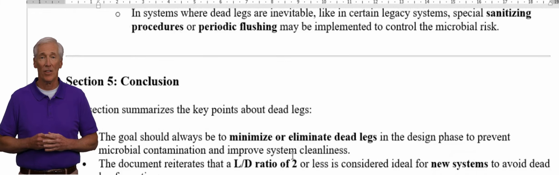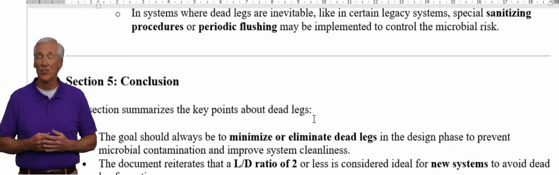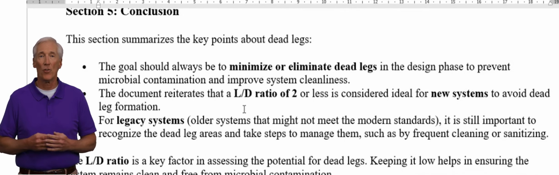Section 5. Conclusion. This section summarizes the key points about dead legs. The goal should always be to minimize or eliminate dead legs in the design phase to prevent microbial contamination and improve system cleanliness. The document reiterates that an L/D ratio of 2 or less is considered ideal for new systems to avoid dead leg formation.